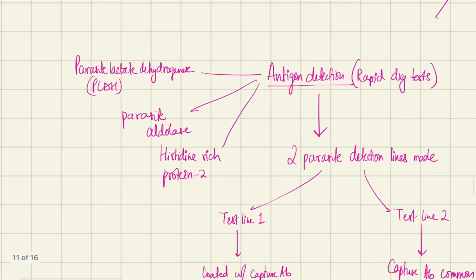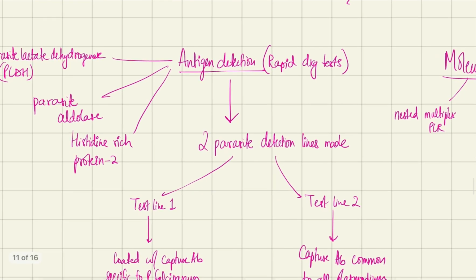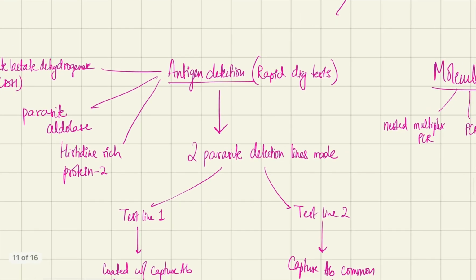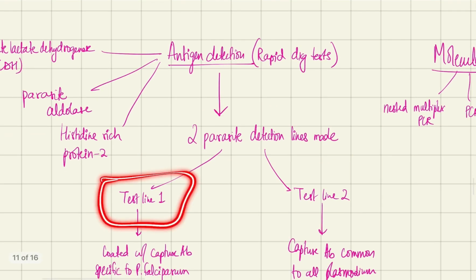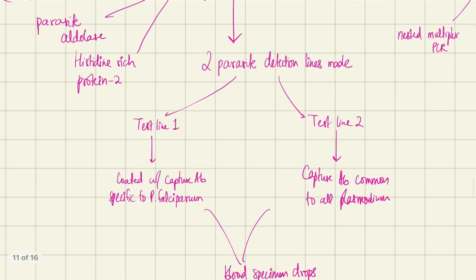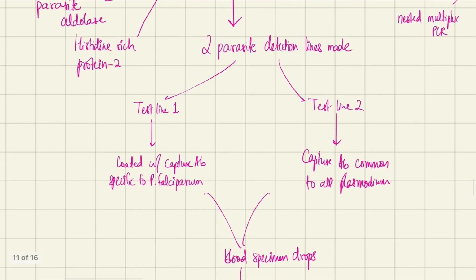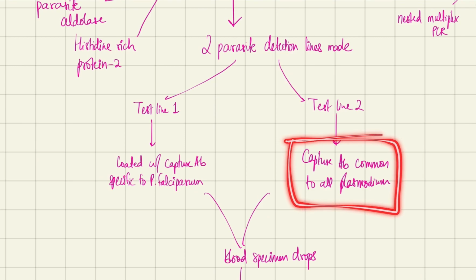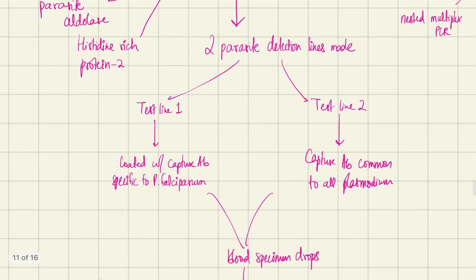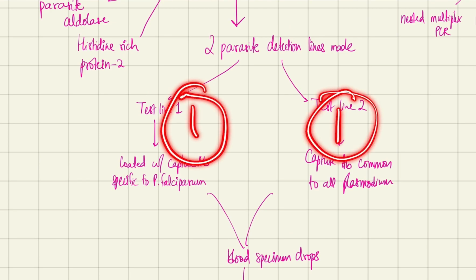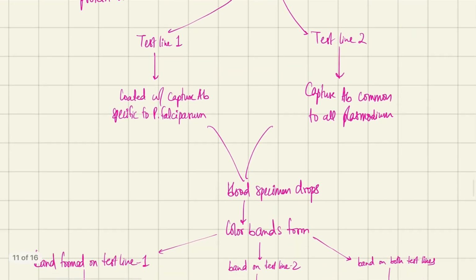Next, a very important test now we'll discuss, where actually 2 parasite detection lines are made, test line 1 and test line 2. What this means is that test line 1 is coated with antibodies specific to Plasmodium falciparum, capture antibodies. In test line 2, capture antibodies common to all the rest of the Plasmodium are coated. Okay, so basically the first line is coated specific to falciparum, the second to all other Plasmodium.